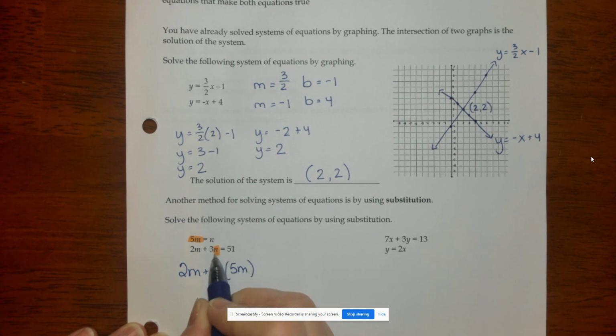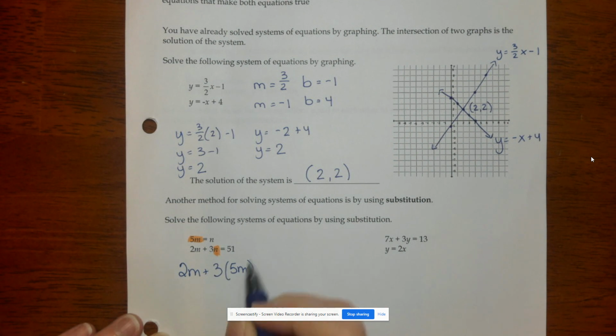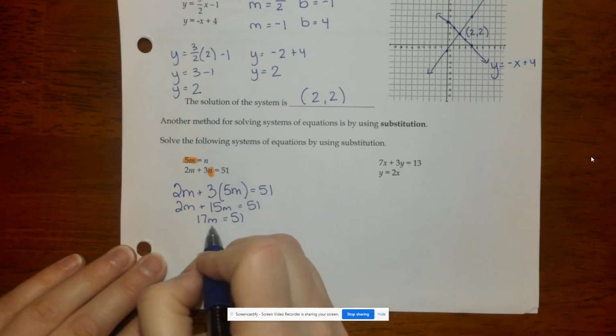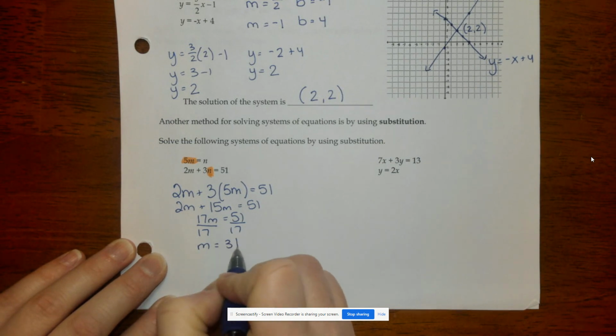It's kind of like in sports. If I take out the quarterback, I'd have to put in a substitute quarterback. So I'm taking out the n, which is equal to 5m. I'm taking out the n 3 times, and in place of it, I'm putting in the 5m. And now I need to simplify the left side. So 2m plus 3 times 5m is 15m. I add those together, 17m equals 51. And it's a single-step equation at this point. Divide both sides by 17, and m equals 3.